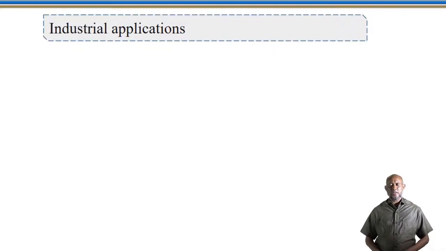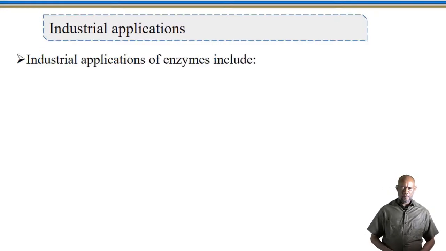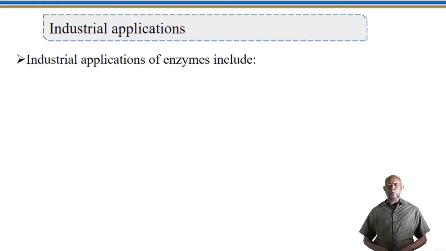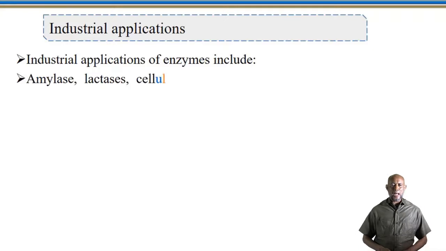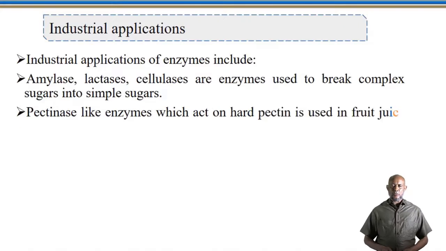Now let's look at the industrial application of enzymes. The industrial applications of enzymes include amylase, lactase, and cellulase. These are enzymes used to break complex sugars into simple sugars. Pectinase, an enzyme which acts on hard pectin, is used in fruit juice manufacturing.